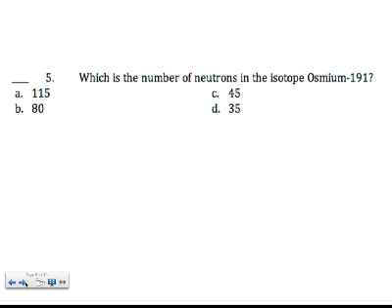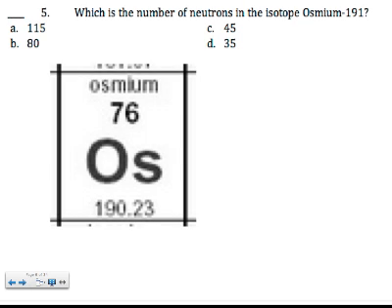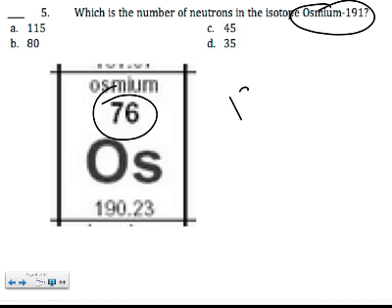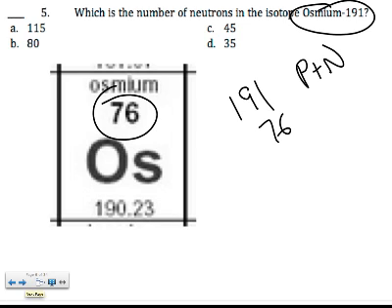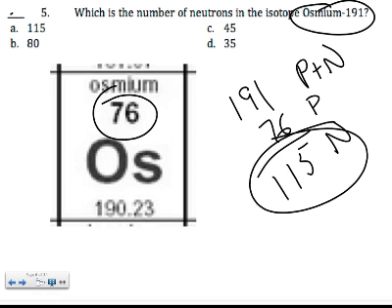Which is the number of neutrons in the isotope osmium 191? Well, the first thing you need to do is look up osmium on the periodic table, and you'll see that it is atomic number 76. And 191 up here in the name, osmium 191, that's the total number of protons plus neutrons. That's the mass. Well, if you take 76 away from 191, that is 115. 76 is the number of protons. 191 minus 76 is the number of neutrons. 115 is answer A.